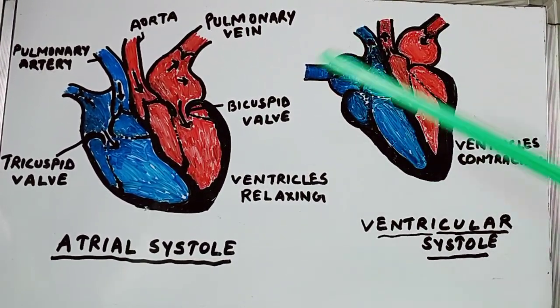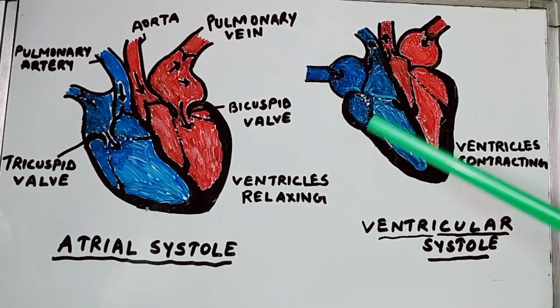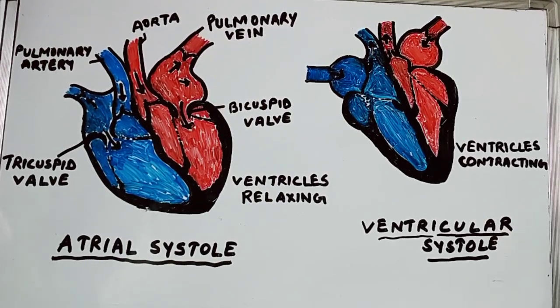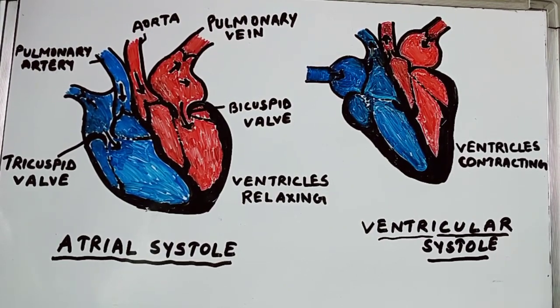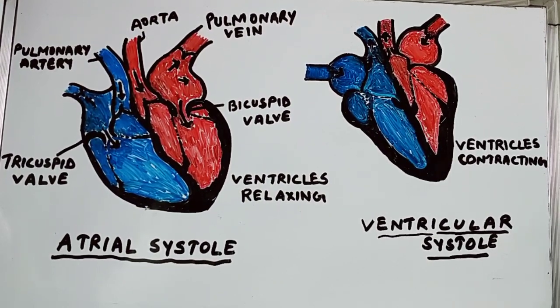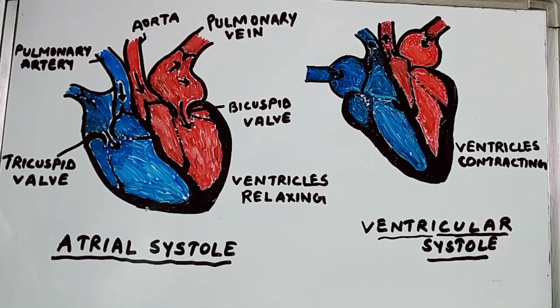Systole of auricles takes 0.15 second. Systole of ventricles takes 0.30 second, and joint diastole, that is when all the chambers remain in a relaxed state, takes 0.40 second. So together the cardiac cycle takes around 0.8 second. These were the sequence of events taking place in the cardiac cycle.